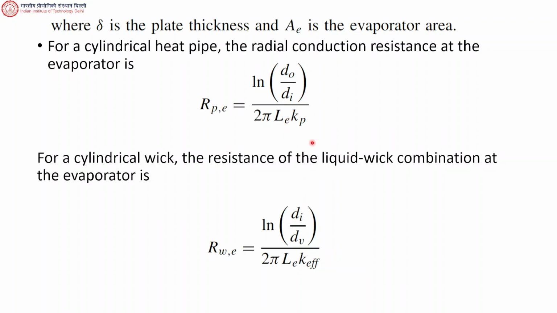Now, what is Kp, you think? Of the pipe material. Okay. So if it is copper, then use 400. Right, but you have RWE also. RWE is, again, think about the notation, W for wick, E for evaporator. So that resistance will depend on an effective thermal conductivity of the wick. So this K effective is an effective thermal conductivity of the wick.